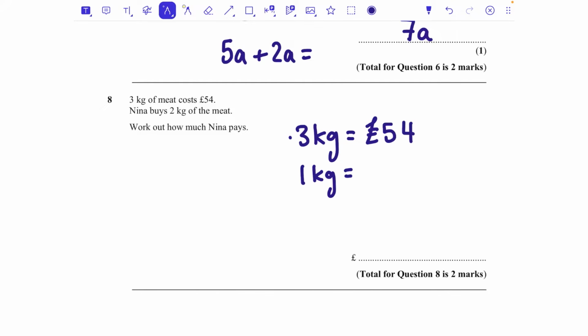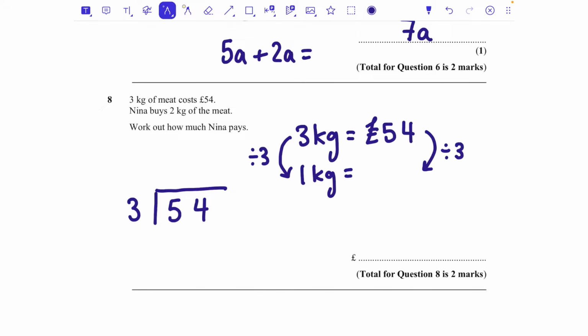So to go from 3 kilograms to 1 kilogram, I've divided by 3. So if I've divided the amount by 3, I also need to divide the cost by 3. So we're going to take our bus stop method or short division, whatever you call it. We're going to do 54 divided by 3. How many 3s fit into 5? Well, that fits in 1 whole time with a remainder of 2. How many times does 3 go into 24? That's 8 times. So 1 kilogram is 18 pounds.